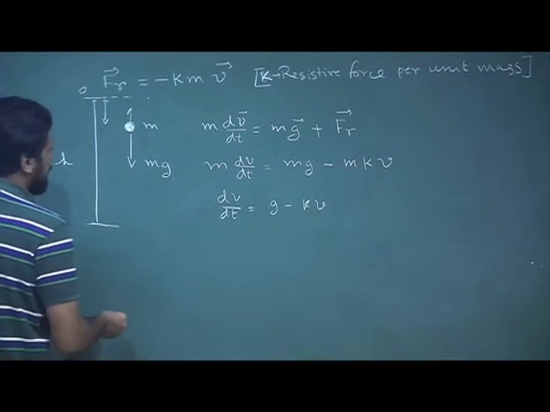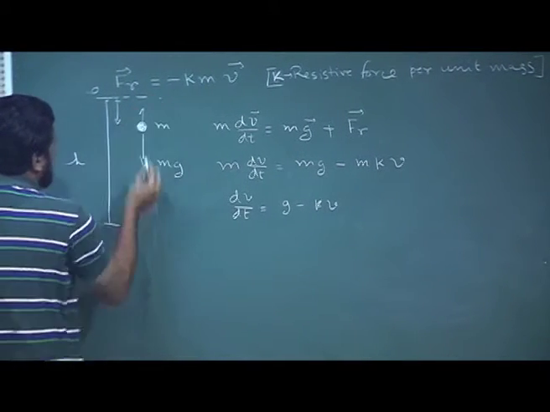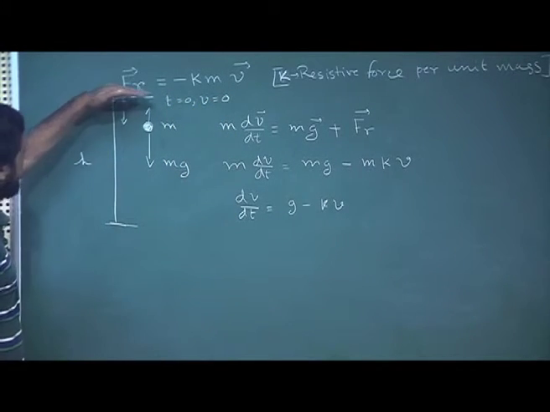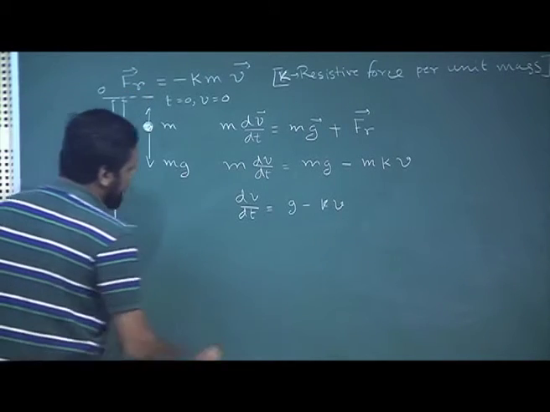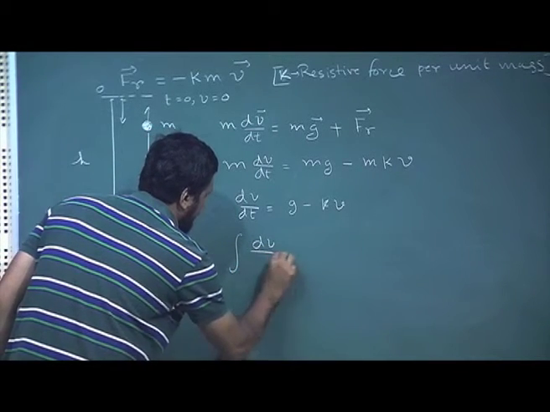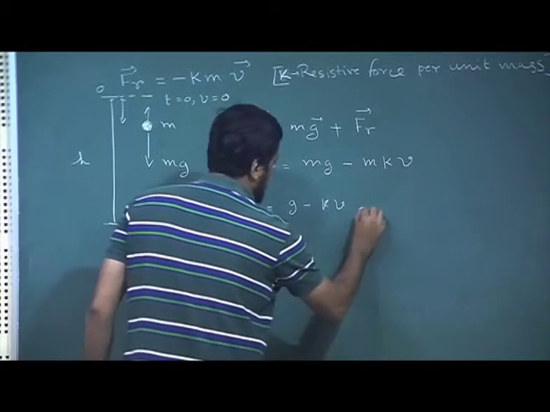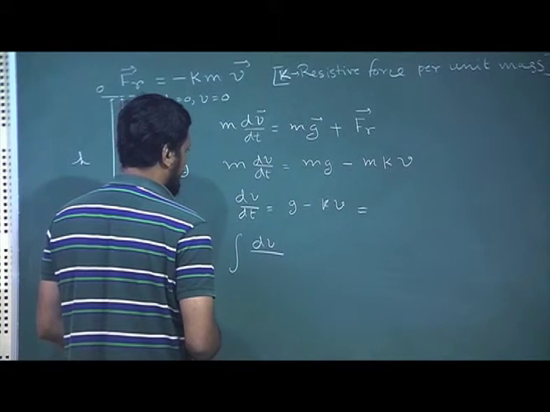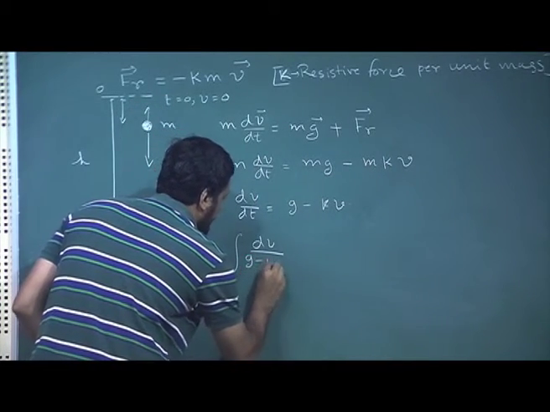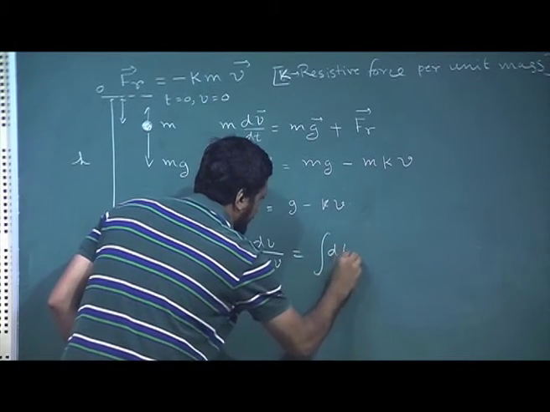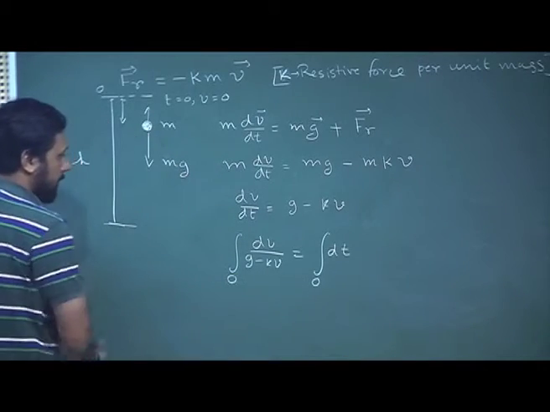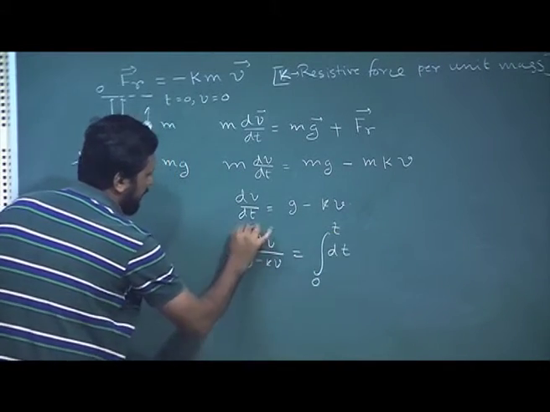Integration is also very easy, because when we start, this is our starting point, let us say at time t equal to 0, v is also equal to 0, because our origin is here. So if we integrate, we simply have dv by g minus kv, and this will be the integration of dt. Your integration limit at time t equal to 0, your velocity is 0, and at arbitrary time t your velocity is v.